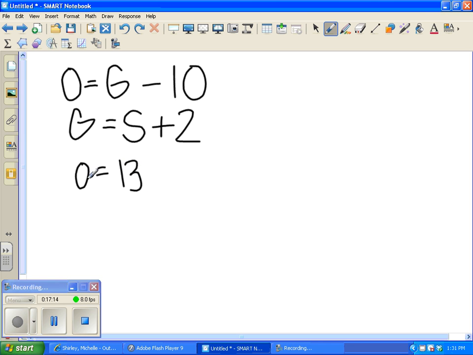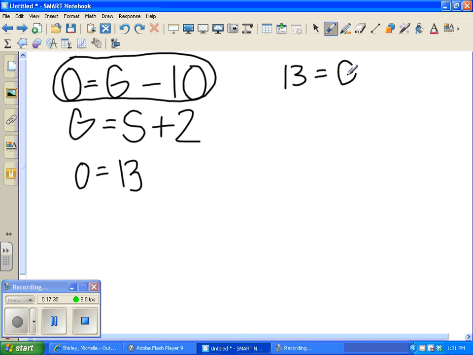Okay, now let's go back to the problem that actually had an O in it. This one right here. And we're going to copy it again. And we're going to plug in 13 for the value of O. Okay? So I'm going to come over here, and instead of writing O equals, I'm going to write 13 equals G minus 10. Now if it helps you, you can do it this way. G minus 10 equals 13.